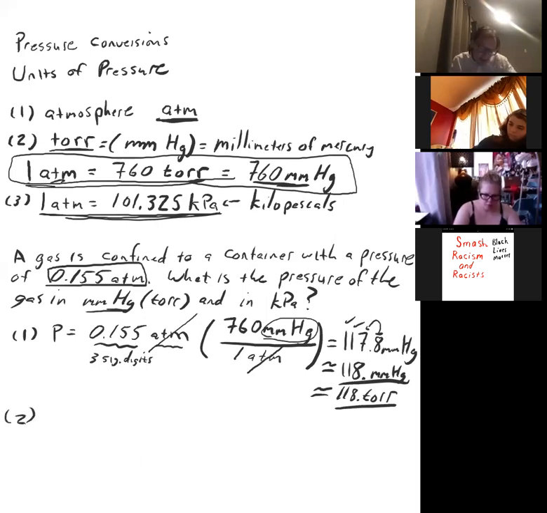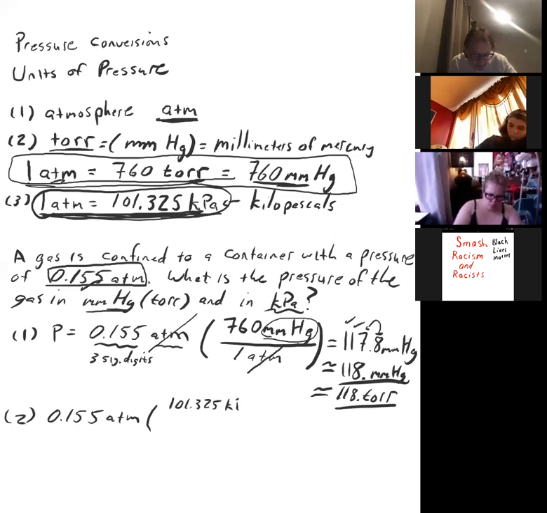Okay. So there's your first one. The second one says we now want to have it in kilopascals. Well, here's our relationship here. One atmosphere is 101.325 kPa. Okay. So we take our pressure, the given pressure was 0.155 atm, and now we're going to use this conversion down here. We want to have kPa. So times 101.325 kPa, kilopascals, over 1 atm. Again, your atmospheres are going to cancel out. So it's 0.155 times 101.325, and you get 15.705 kPa, right?